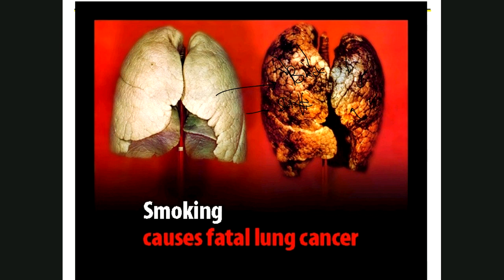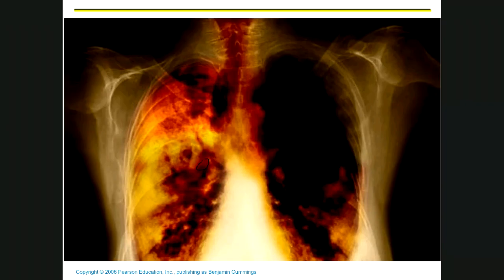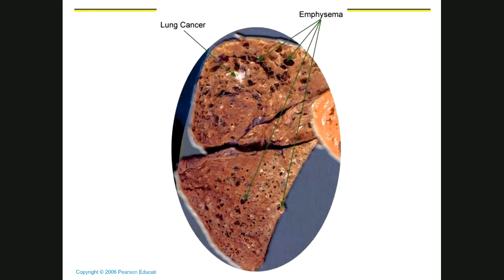And sometimes cells in here will change. And what they do is they sort of forget the rules. The rules are that when one cell touches another cell, it's supposed to stop growing. But these forget it. They just keep dividing and keep growing. And so we wind up with malignant tumors. And you can see these on an X-ray. And here's what those malignant tumors look like, right there.